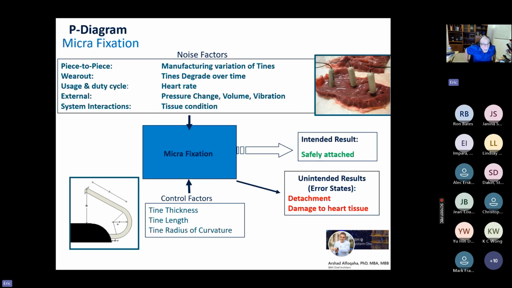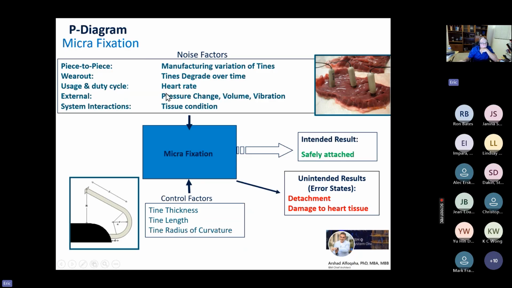So he did a p-diagram looking at the control factors and the noise factors. A lot of those noise factors went into setting those spec limits of 2 and 3 newtons. You want to safely attach to the heart. If the stent detaches from the heart, now you'd have a pill-sized thing going through your blood vessels. That would be problematic. Or, as you saw in the video, damaging the heart tissue.